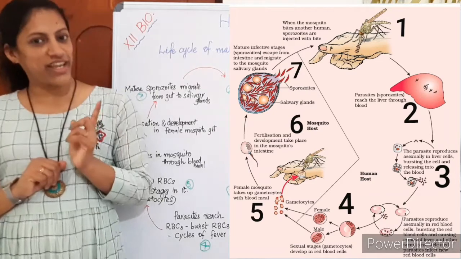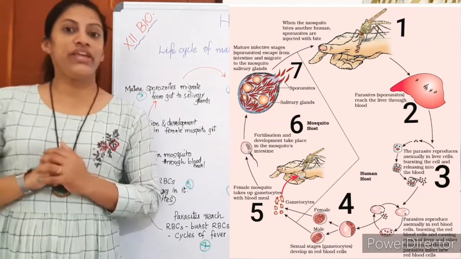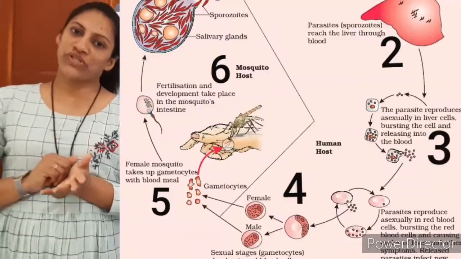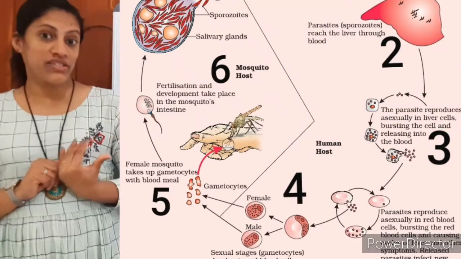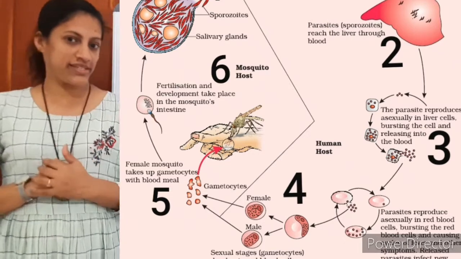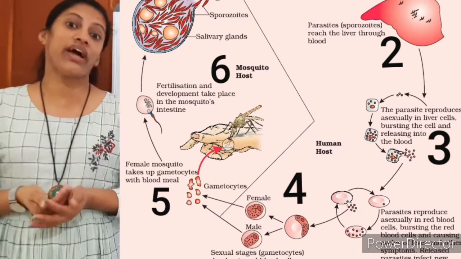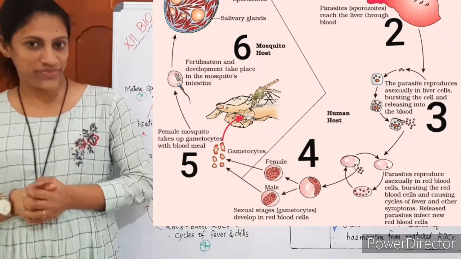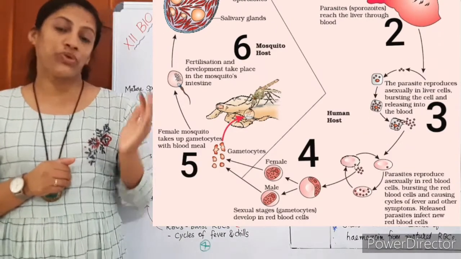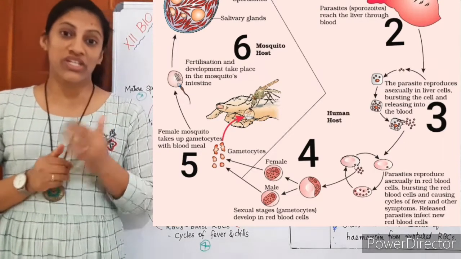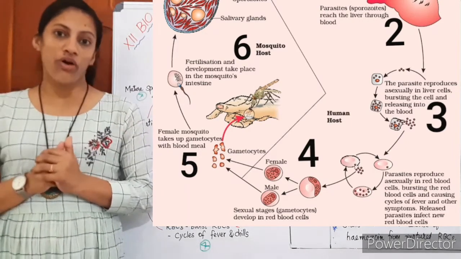The second stage, it reaches the liver cells of the infected person. Then rupturing of the liver cells, and in the third stage it reaches RBCs. Again, destruction of RBCs, and in the next stage it attacks new RBCs. Here, in the two previous cases, only asexual reproduction. In the new RBCs, sexual reproduction stages, gametocytes are formed.